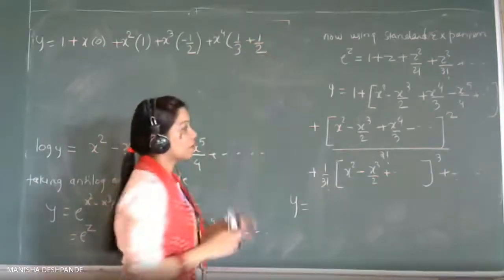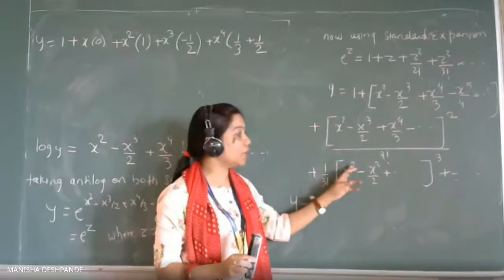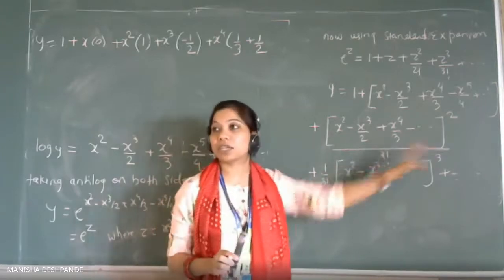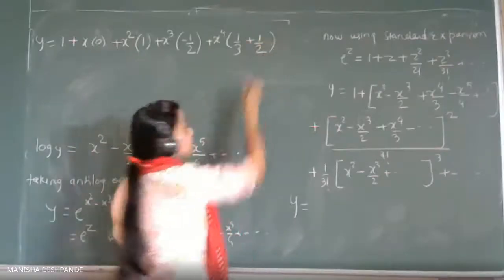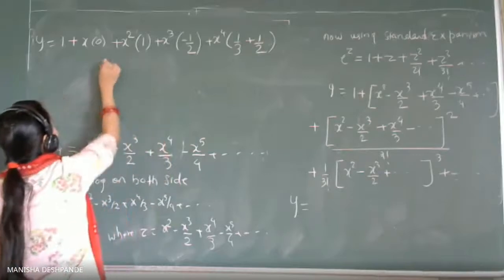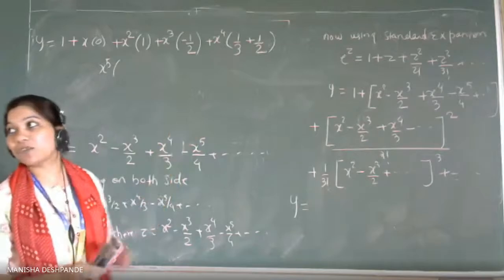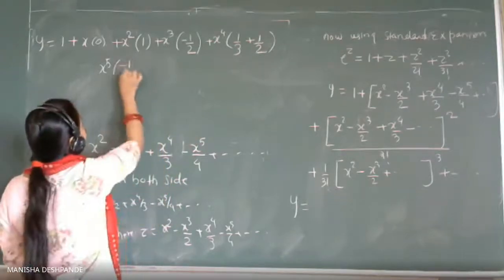Do we get a 4 degree term here? Do we get an x raised to 4 term here? The least power is x raised to 6. So no x raised to 4 term. So close the bracket. Okay? I will do x raised to 5 also, so that you understand it better. What is the coefficient of x raised to 5 in the first bracket? Minus 1 by 4.